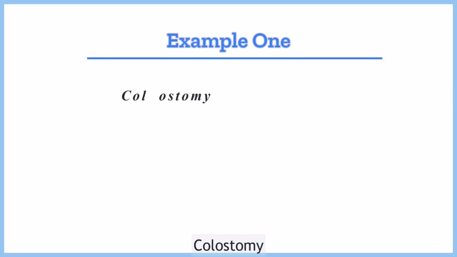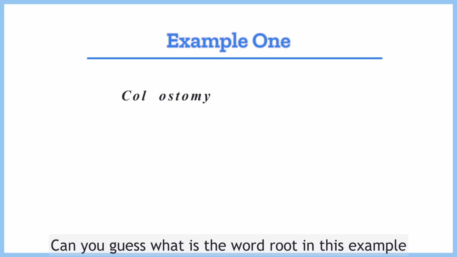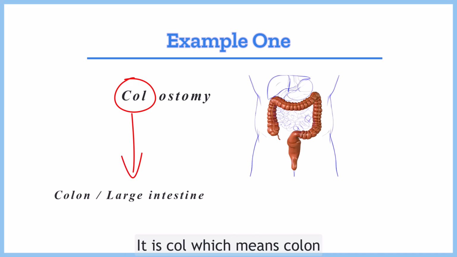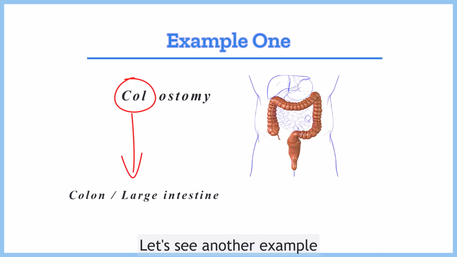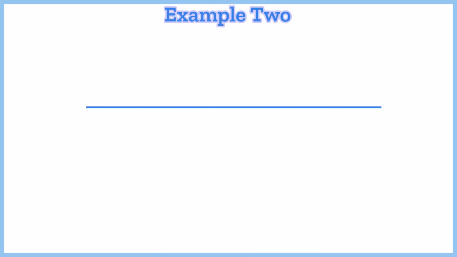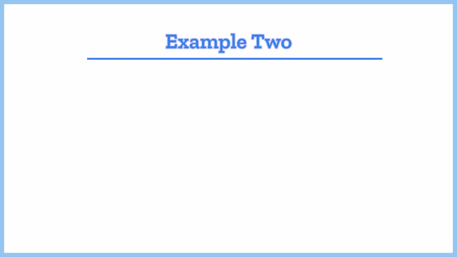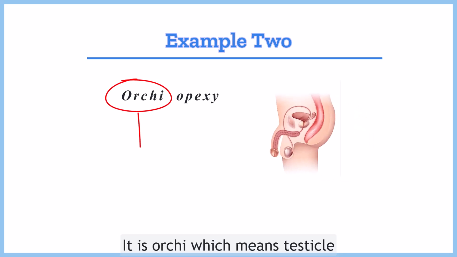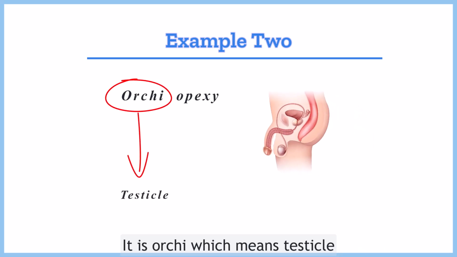Colostomy. Can you guess what is the word root in this example? It's col, which means colon. Let's see another example. What can be the word root here? It is arche, which means testicle.